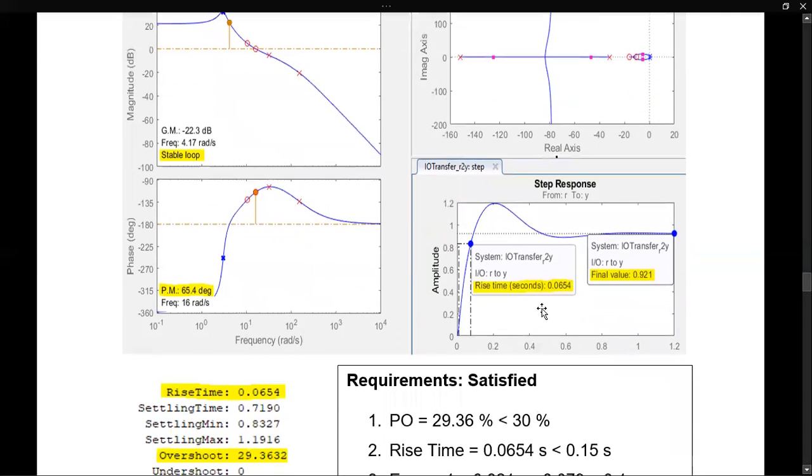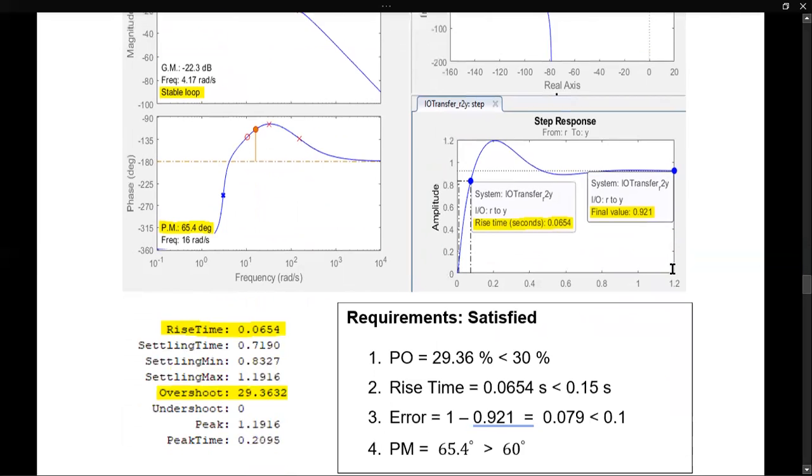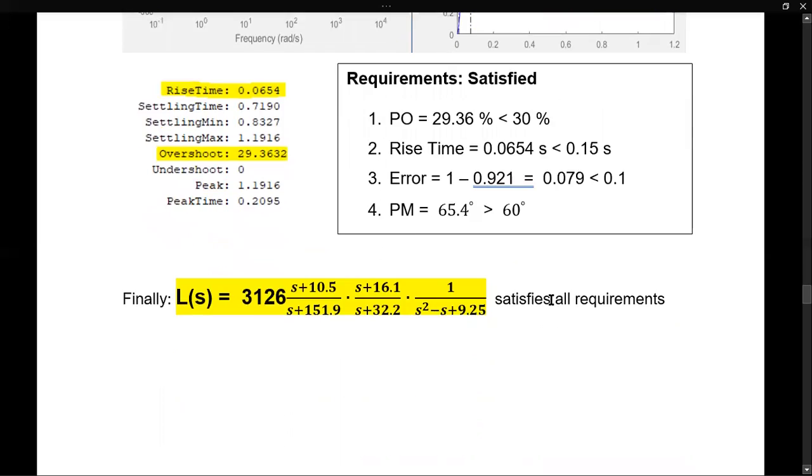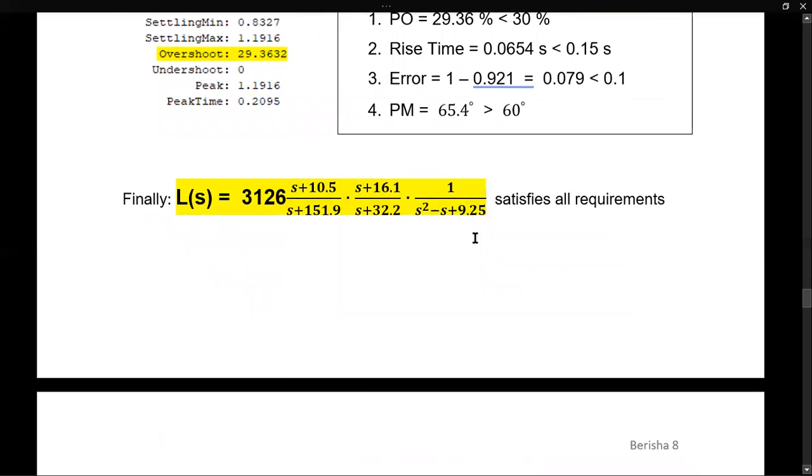The rise time remains below 0.15, which still satisfies the requirement. And our final value slightly decreased to 0.921, but that means our steady state error is 0.08, which is still less than 0.1, also satisfying the requirement. And if we look at the step info, we find the overshoot equal to 29.36, which is less than 30%, which is our requirement. Therefore, we have satisfied all 4 requirements: percent overshoot, rise time, steady state error, and phase margin with this loop function here.